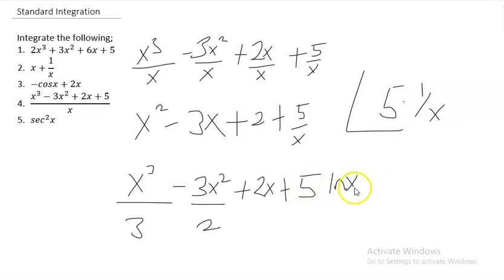Now let's solve number 5 while we're still here. The integral of sec squared x, like I said, it's good to have knowledge of derivatives of trigonometric terms. The derivative of tan x is sec squared x, so the integral of sec squared x would be tan x. So tan x here is your answer.